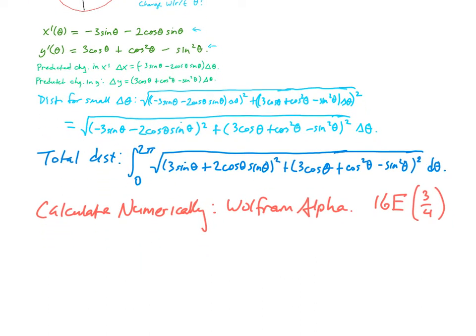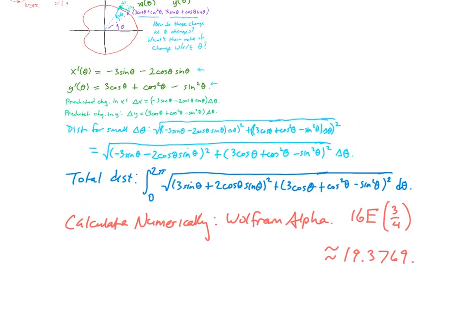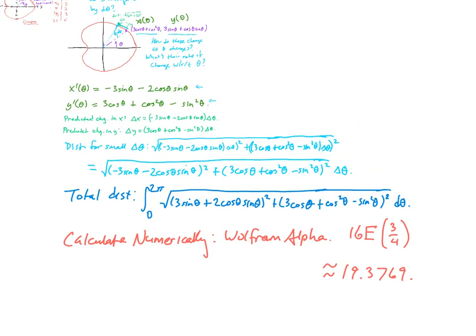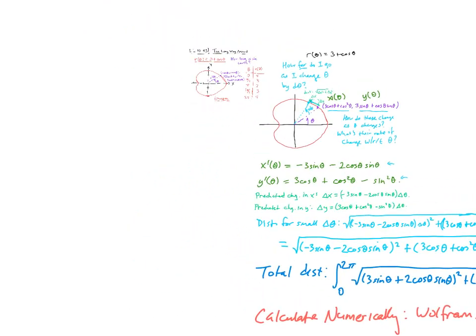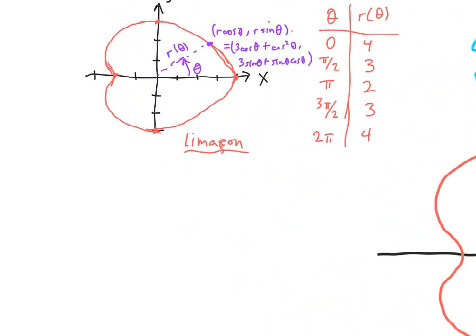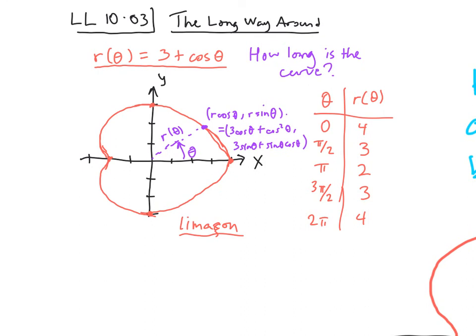That numerical value was approximately 19.3769. That's the numerical value it gave me. Now, I always like to run a little reality check on what we're doing, just to see if that tracks reality in any way. I like to see if that's a reasonable answer to the question I originally asked. So let's go back to my original picture here. Again, that value was 19.3769. So should we find that value plausible?